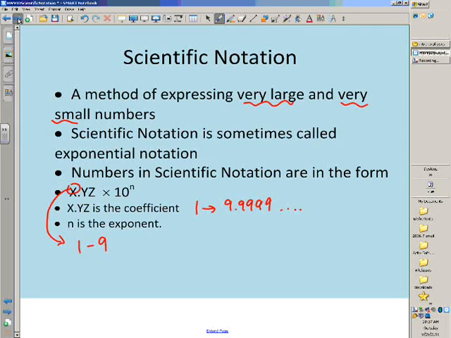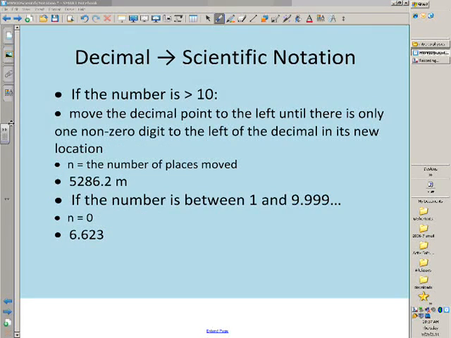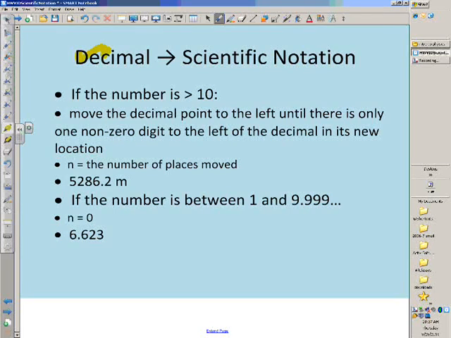So first, let's review the rules. If we want to take a number from decimal notation and put it into scientific notation, first, if we have a big number, a number greater than 10, move the decimal point to the left until there is only one non-zero digit to the left, right? So here, if we take this number, 5,286.2 meters, in order to get only one non-zero digit to the left of the decimal, we take this decimal point and go 1, 2, 3 places to the left.